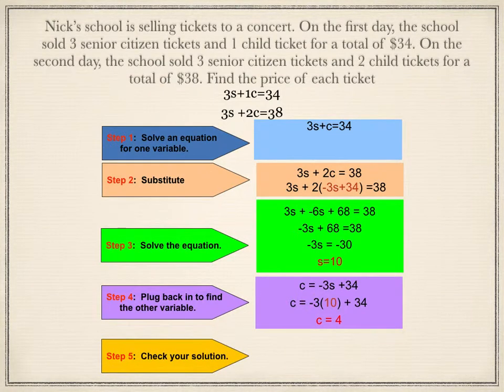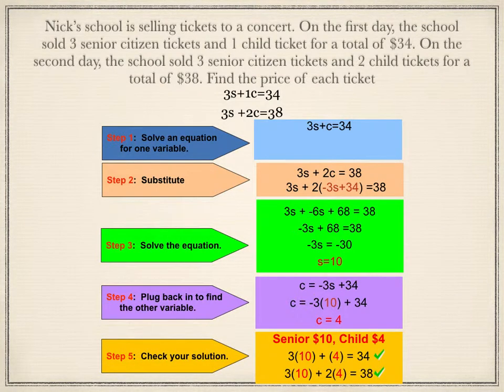Then we want to go ahead and check our solution. So let's plug it back into both equations and make sure it works. And once again, if yours doesn't work, go back up to the first step and look at it there. So senior citizen tickets are $10 and child tickets are $4.